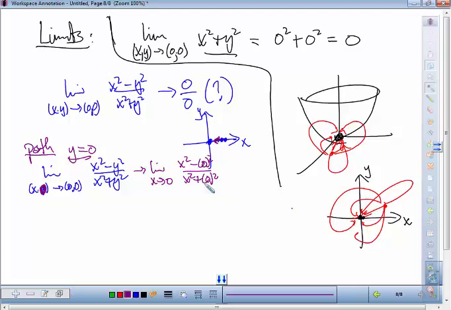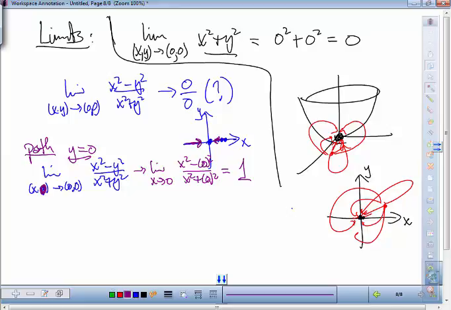So now I have a regular limit that I know how to deal with, right? x squared over x squared? Seems like 1 to me. So the limit as x approaches 0 of 1 is 1. So if I'm riding this surface along y is equal to 0, along the x-axis, I'm going to be at a height of 1. Okay?